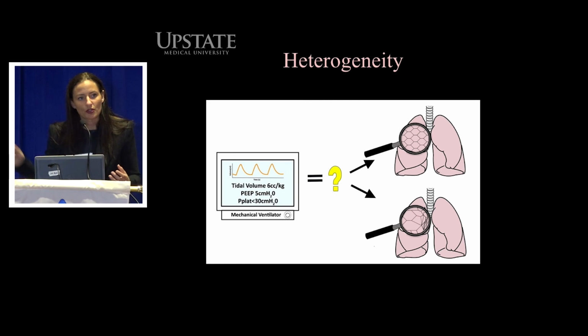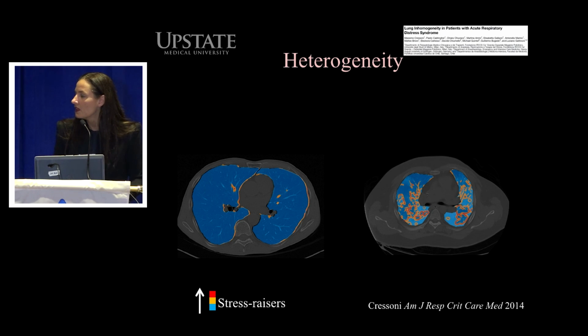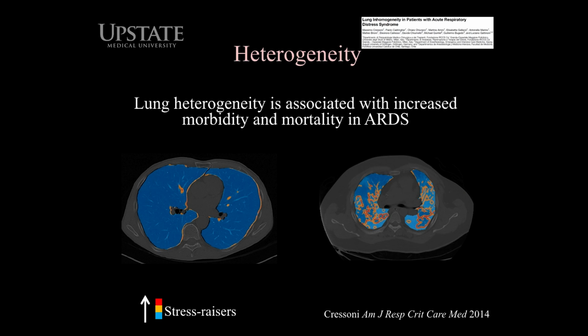This again goes to show what we said: what we see on the mechanical ventilator doesn't necessarily correlate with the microenvironment, what exactly is happening at the level of the alveoli and the alveolar ducts. We do know, however, that lung heterogeneity is associated with increased morbidity and mortality in ARDS, and therefore trying to maintain open homogeneous lungs is a very valid, valiant effort.